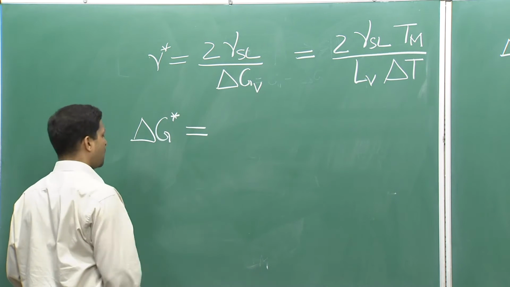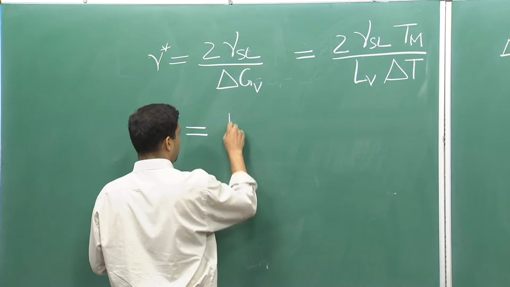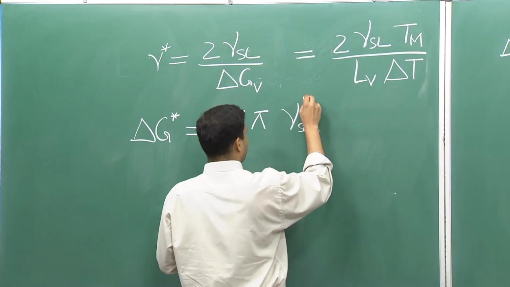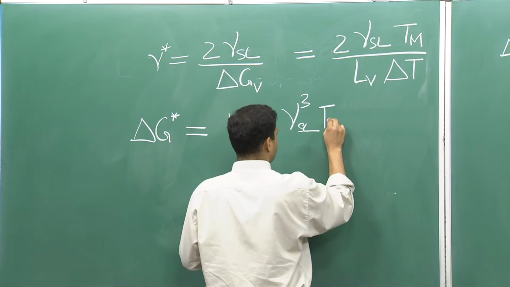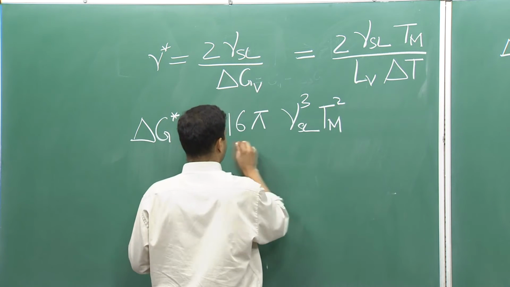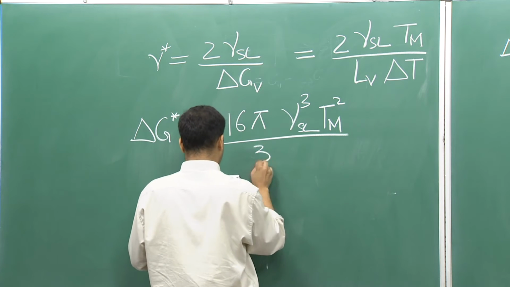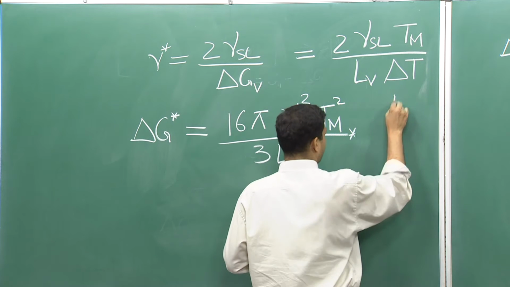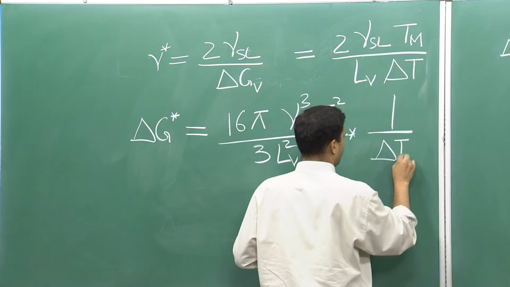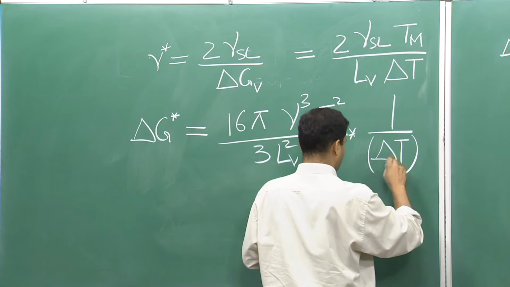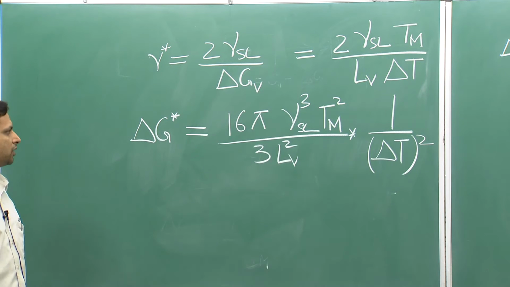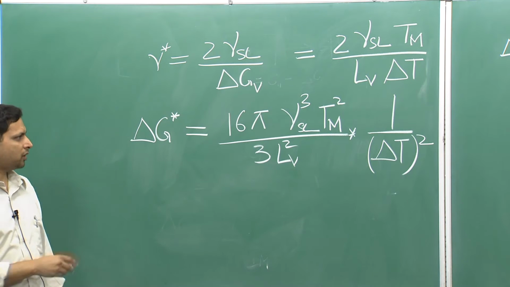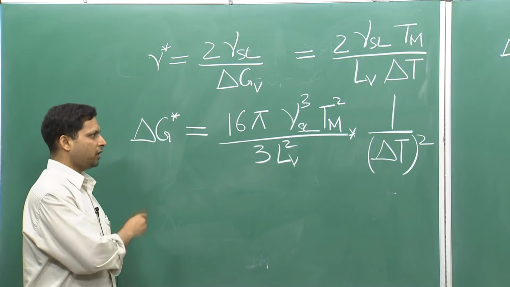So, this delta G star can be written like this. This is how delta G star would look, and as I said, I have left the mathematics to you. This is not a very difficult exercise, you can very easily show this.